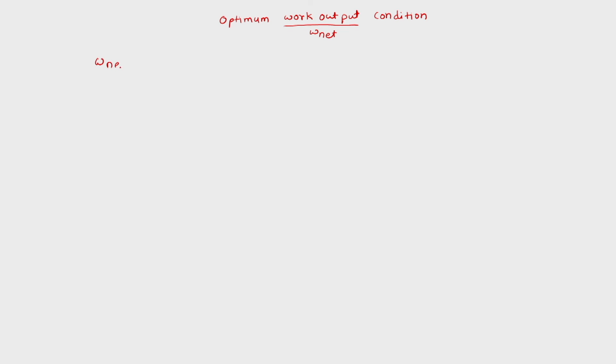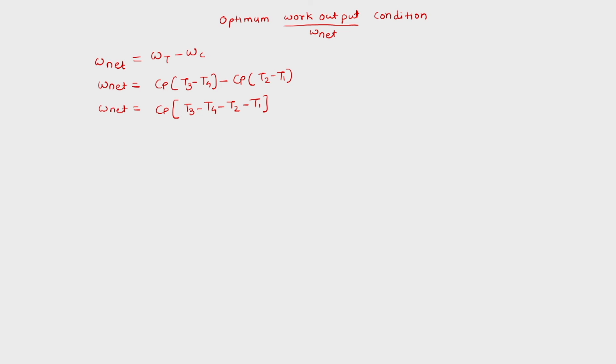For that we first have to write down what W net is. W net is equal to Wt minus Wc. So W net is equal to Cp into (T3 minus T4) minus Cp into (T2 minus T1). Then we can take Cp common: W net is equal to Cp times [(T3 minus T4) minus (T2 minus T1)]. We can use the formulas for T4 and T2 to replace their existing form.